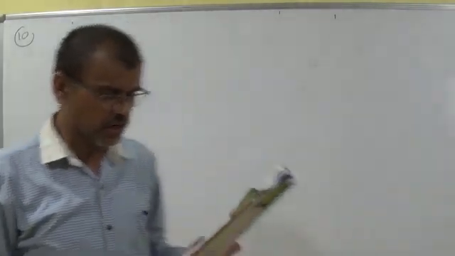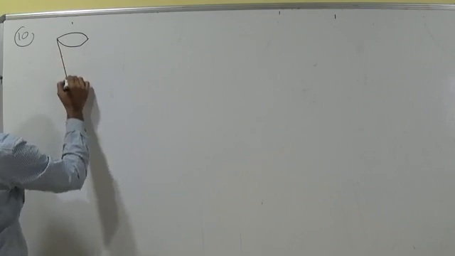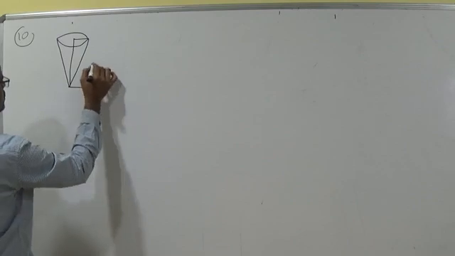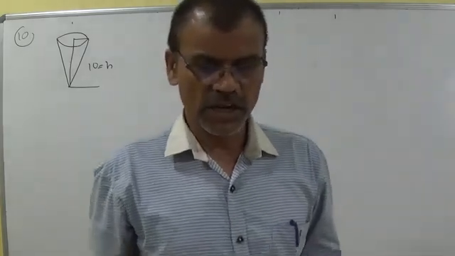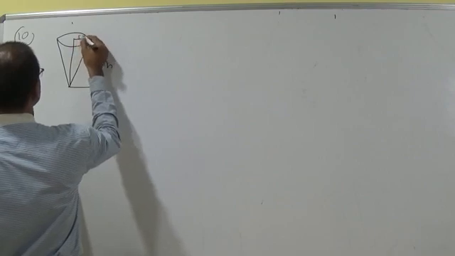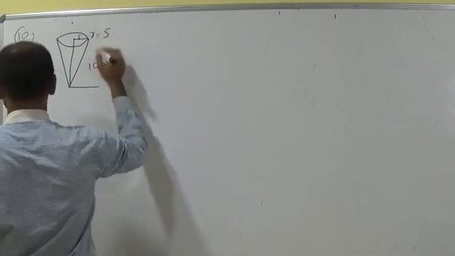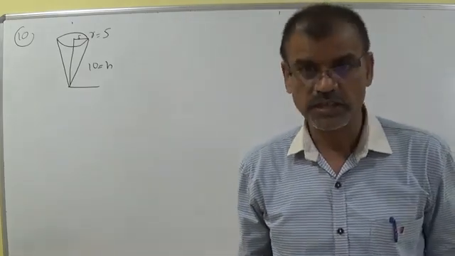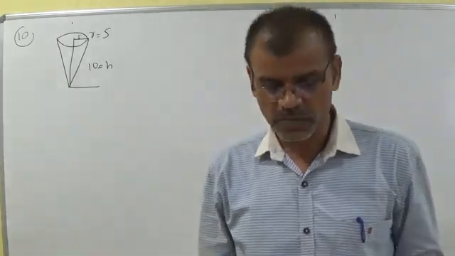A conical vessel of height 10 meters. This is the height, this is 10 meters, 10 equal to h, right? A conical vessel of height 10 meters and radius 5 meters is being filled. Radius is the base radius. R is equal to 5, right? So base radius 5. A conical vessel, height h is equal to 10 and radius 5, is being filled with water at a uniform rate of 3/2 cubic meters per minute.